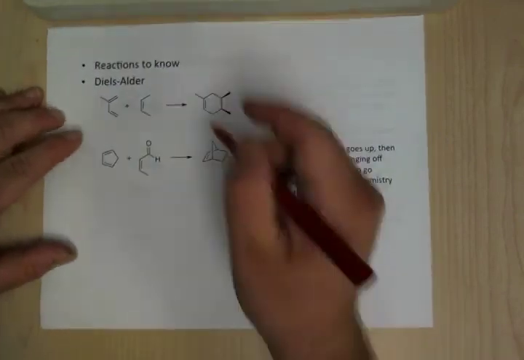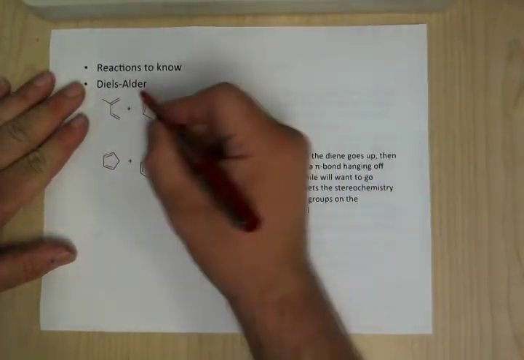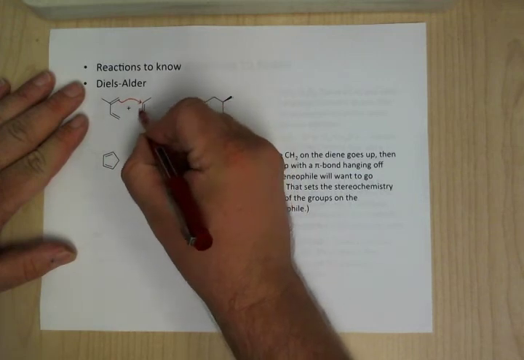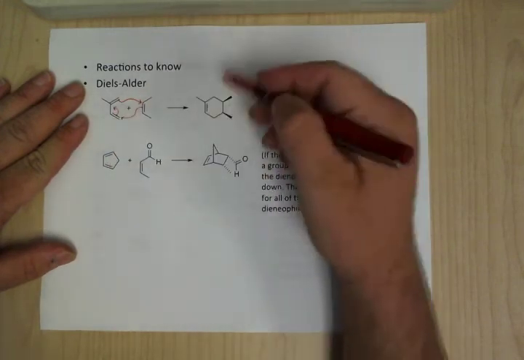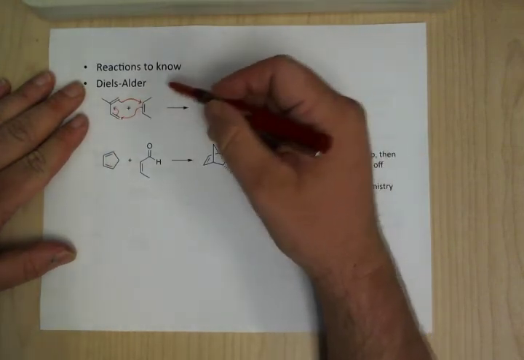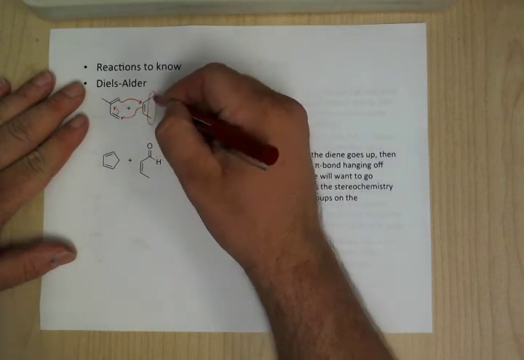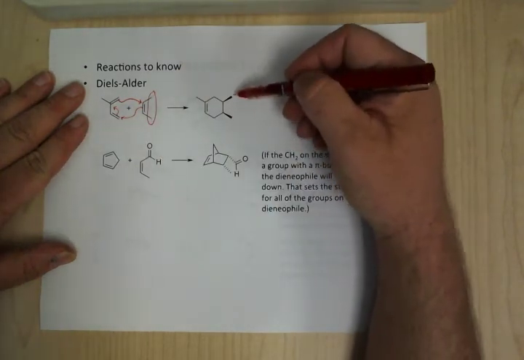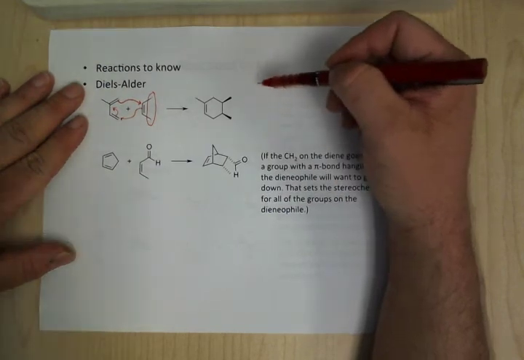Okay, for the Diels-Alder, I usually end up writing the mechanism out, so there to there to there, so you don't forget the double bond here, stuff like that. But remember, these methyl groups are on the same side, so they're both going to be either both wedges or both dashes.